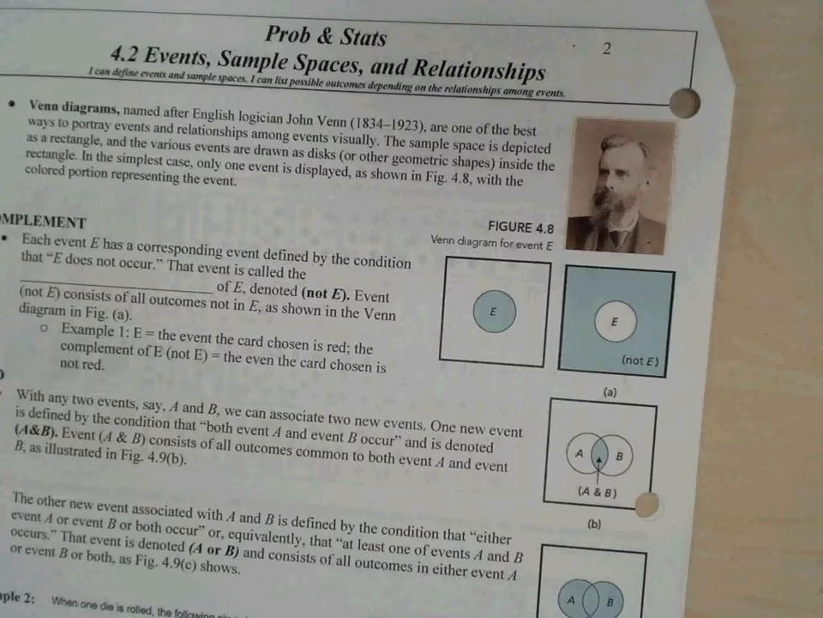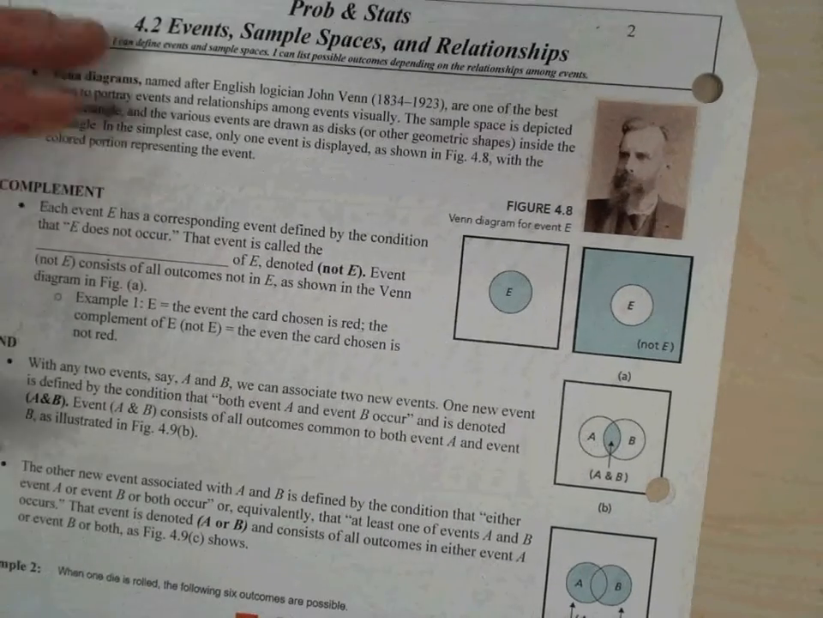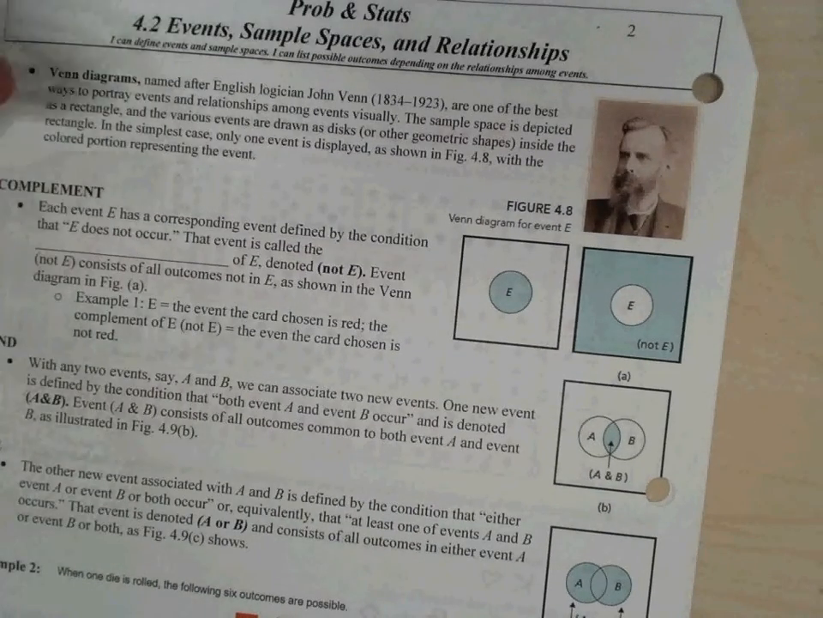Let's give it up for Bryce. Well done. Nice reading. So there's John Venn. He came up with the Venn diagram over 100 years ago. We're going to use that to help us with the relationships between these events.